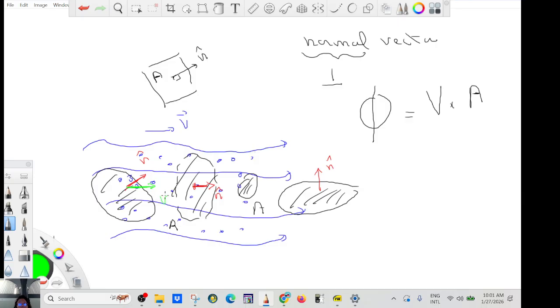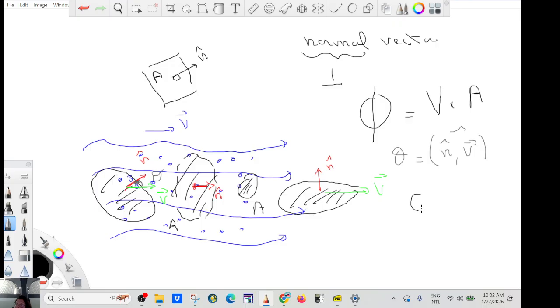So the velocity is this way. It depends on this angle here, theta. Theta will be the angle between the velocity vector and the normal. Do you agree? Okay, so if the angle is 90 degrees, what's going to be the flux?